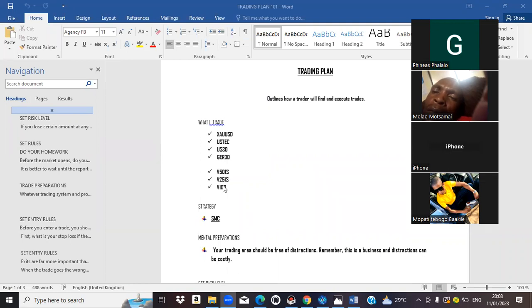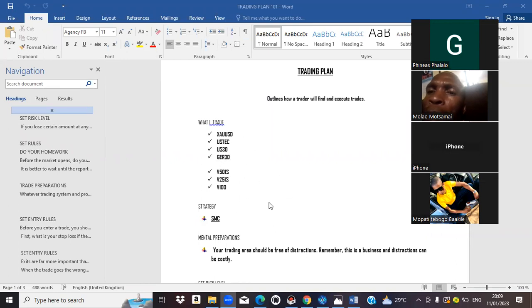For V75, always one schematic, because the schematic is the imbalance concept, imbalance filling. Imbalance plus QML, SH BOS RTO, SMS BOS RTO. We have breaker blocks, we have supply and demand flip. So obviously, how do you have step index setups, how do you have V100 setups? That's why we have to specialize.